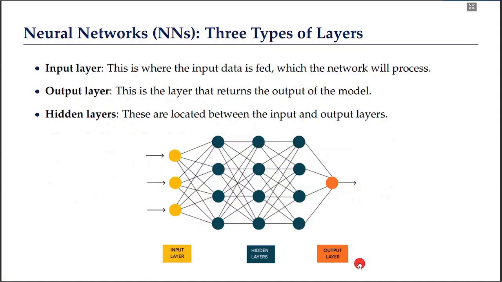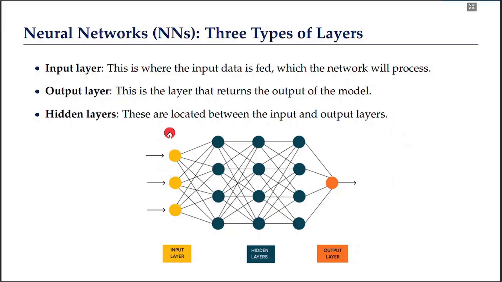Now there are three types of layers in neural network representations. The first one is an input layer, another is an output layer, and the other is called the hidden layer. The input layer is the layer where the input data is fed, which the network will process, and the output layer is the layer that returns the output of the model. In between the input and the output layers, we can have one or more layers, and these layers are called hidden layers.